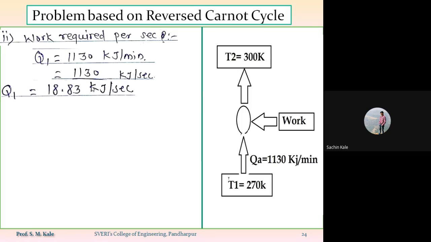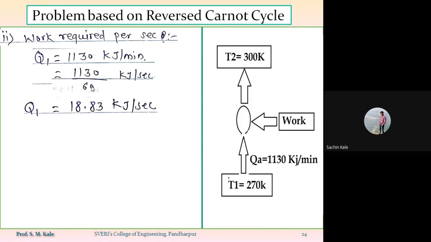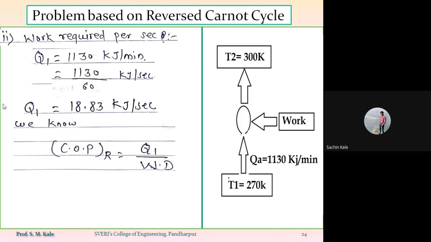So after getting the value of Q1, I am knowing the formula of COP of refrigerator. So COP of refrigerator is given by the equation Q1 divided by work done, or another way, Q1 divided by Q2 minus Q1, whereas Q2 minus Q1 is also called the work done on the system. So in the problem, as they have asked us to find out the work done on the system, I am using the formula as Q1 divided by work done.